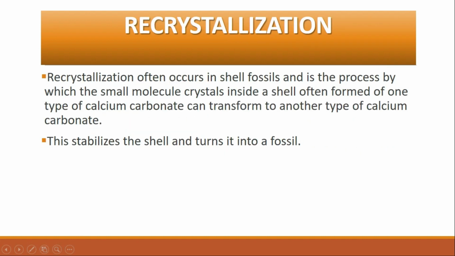Now looking at another mode of preservation of fossils, this is recrystallization. See, in all the methods we are discussing right now, there is alteration taking place. You can see there is a change in the chemical composition. Somewhere calcium carbonate replaces the minerals, somewhere a carbon film forms and all the gases are released. Now we are looking at recrystallization.